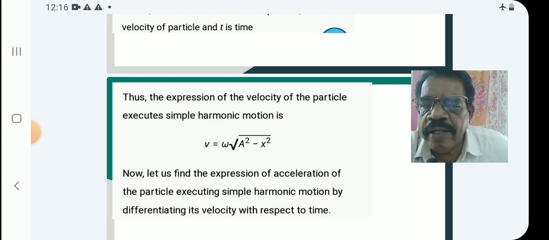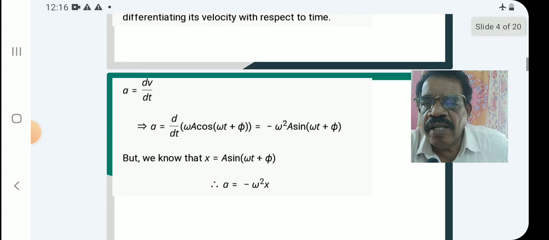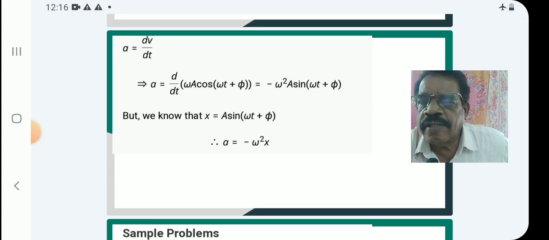Now let us find the expression for acceleration of the particle executing simple harmonic motion by differentiating velocity with respect to time. If we differentiate velocity, we get acceleration. Acceleration is dv by dt. That is a or alpha. Here, since amplitude is taken as capital A, acceleration we can write as small a. So small a is dv by dt of velocity.